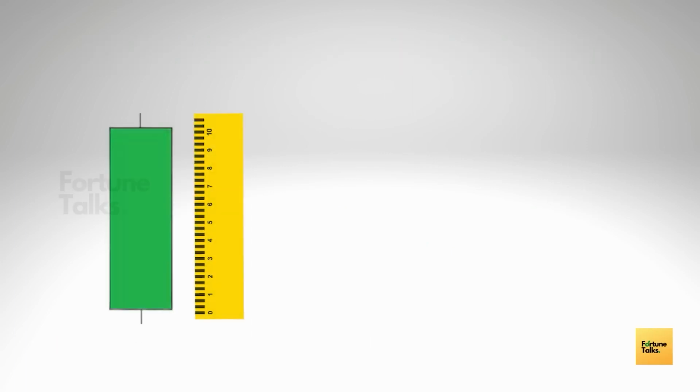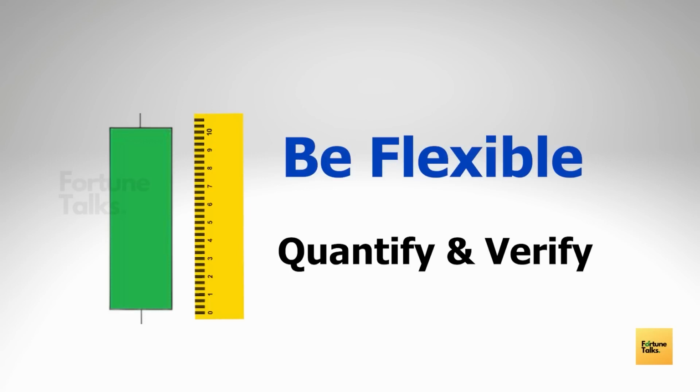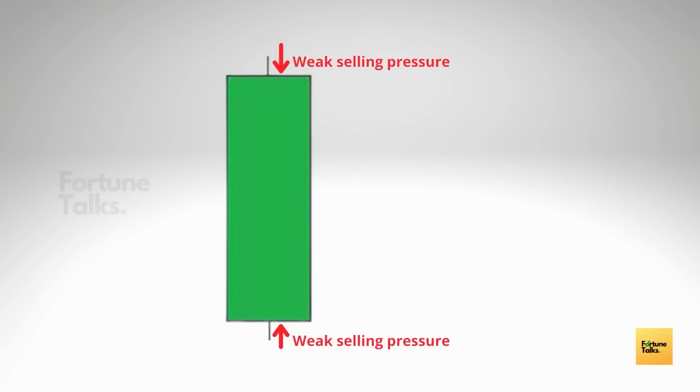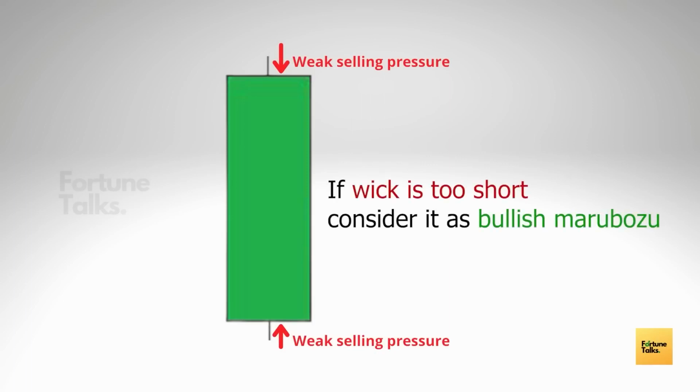But we have to be flexible with patterns. That is, we have to first quantify and verify, because in the market the patterns generally don't occur exactly the same way as mentioned in those textbooks. So let's look at this green candlestick pattern where the price has closed higher for the period. It has opened lower and closed higher, which means it is a bullish candlestick, and there is a small lower wick and a small upper wick. But the high and low prices are so close to the open and close prices, which means there is very weak selling pressure from the bears. So in real market conditions, we can actually consider these candles as bullish Marubozus, because even though there was slight selling pressure, it is still a strong bullish candle.